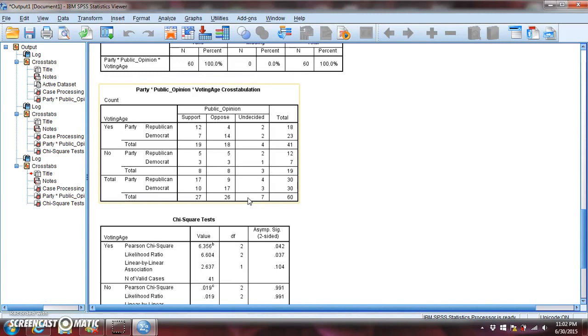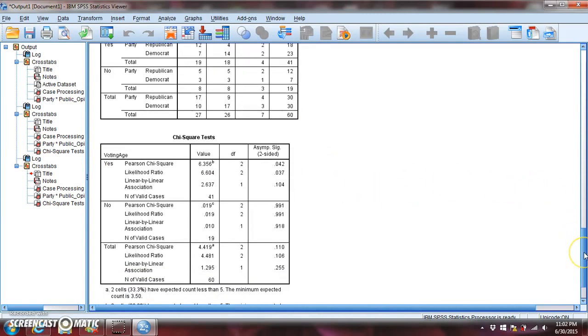Now, we already know at the total level we do not have a significant test, but now we're going to kind of break it down and look at it just by people who are of voting age and then separately just by people who are not voting age. So when we do that and scroll down to our chi-square tests, we now have kind of 3 sets of tests. We have the yes for voting age test, the no, and the total. And again, the Pearson chi-square is the row that we want to look at. This is telling us right here, this 0.042, which is smaller than 0.05, that we do have a significant chi-square test for participants who are of voting age.